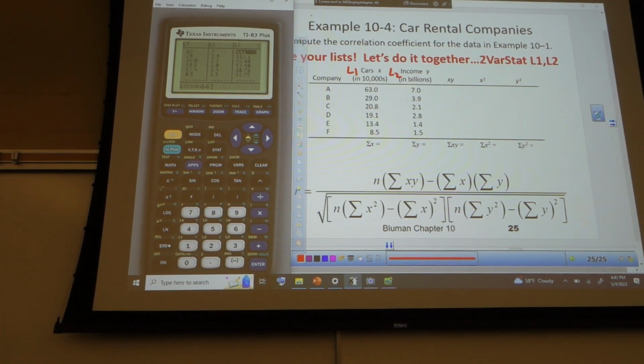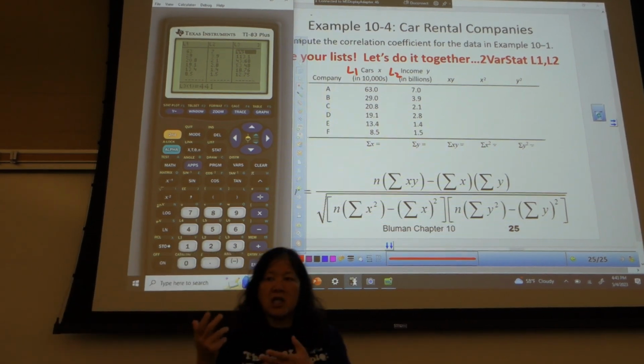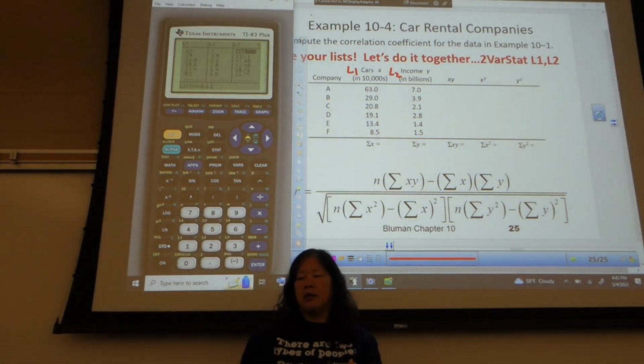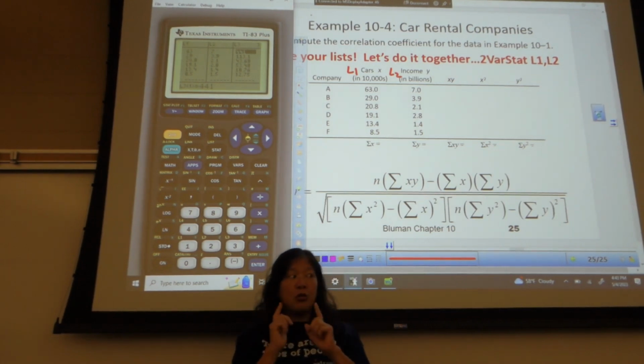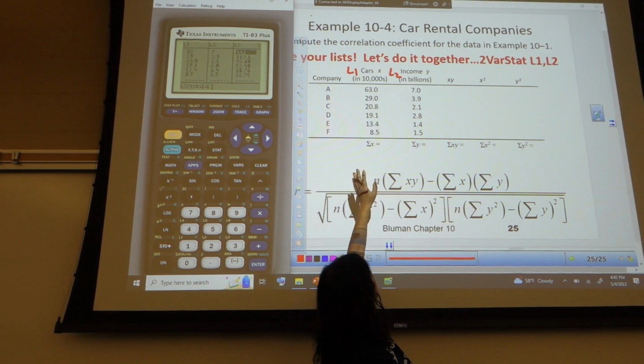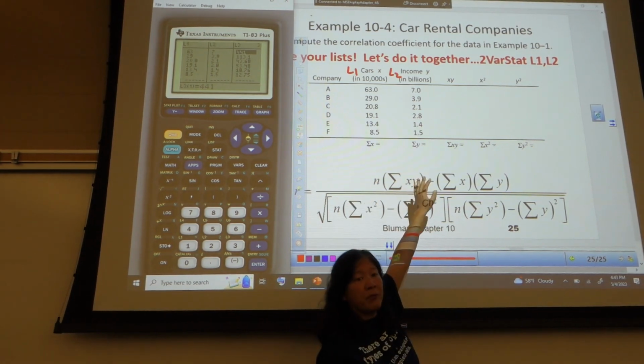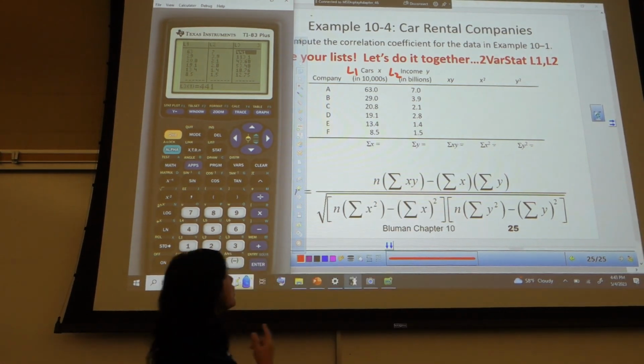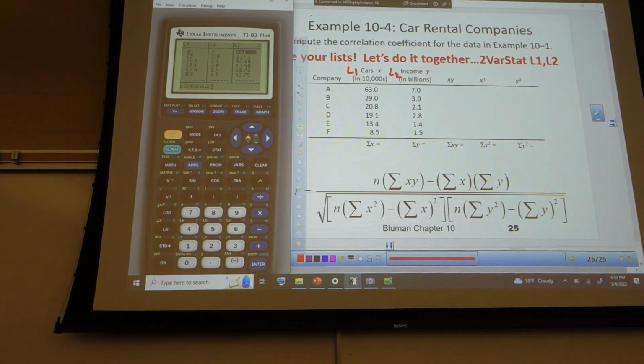Does everyone remember when we did 1-bar stats and people were like, well, when do we use 2-bar stats? Before we'd have just an x variable and the probability of x, which is not a different variable. Now we actually have 2 different variables. We have an x, number of cars, and y, a separate variable, income. So this is 2-bar stats. Everyone do it with me: stat, calc, 2-bar stats.